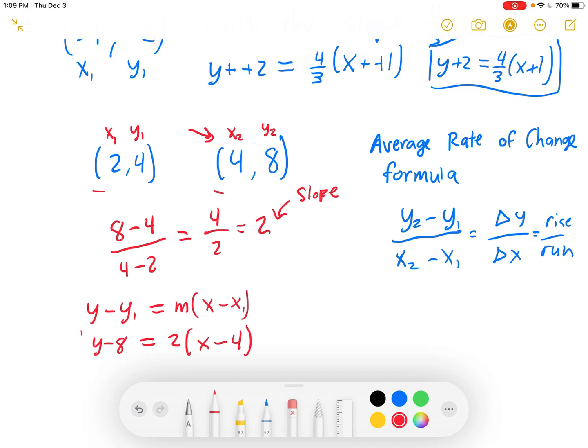There's our answer. We could take the time to add over the 8 and convert this into slope-intercept form, y = mx + b, if you wanted to. But so far as I'm concerned, that is a complete answer.